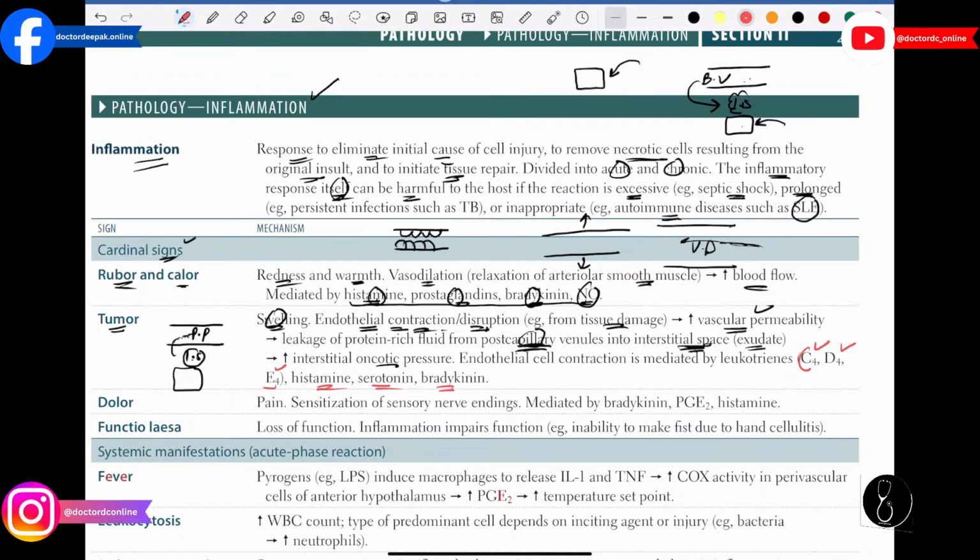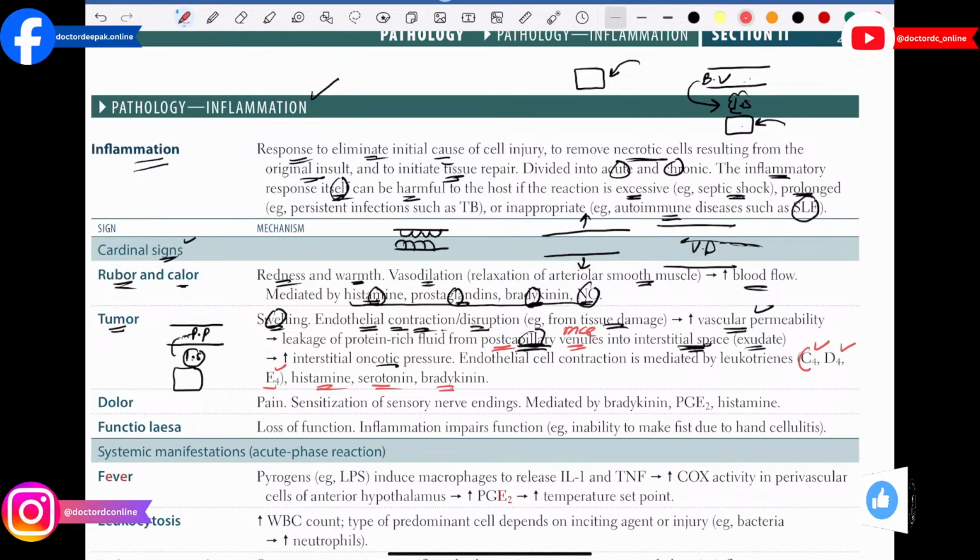The important MCQ here is, they can ask you from which side the protein rich fluid is going to leak. That is the post capillary venules. Please keep this in mind. This is a very important MCQ, and this can also come in the UWorld questions when you solve the questions of inflammation. So that is about the tumor.